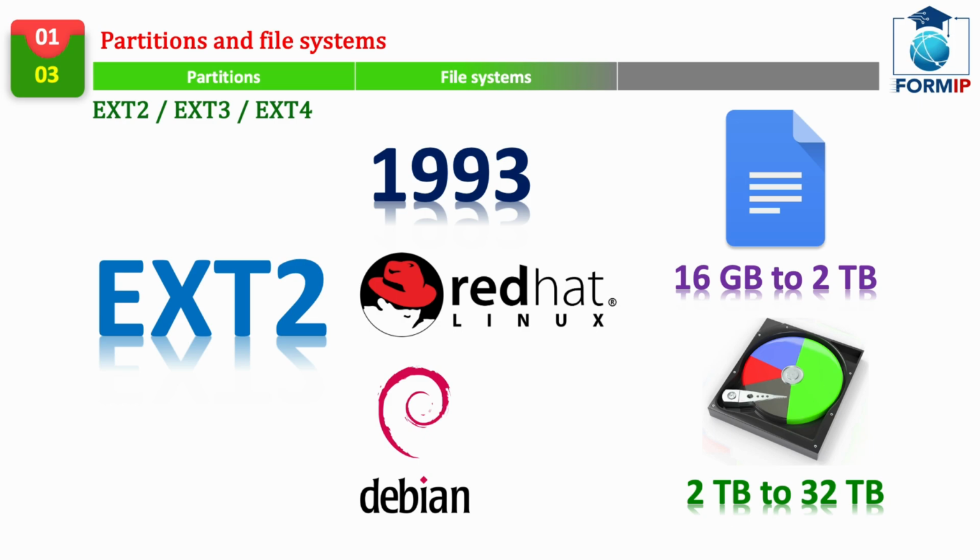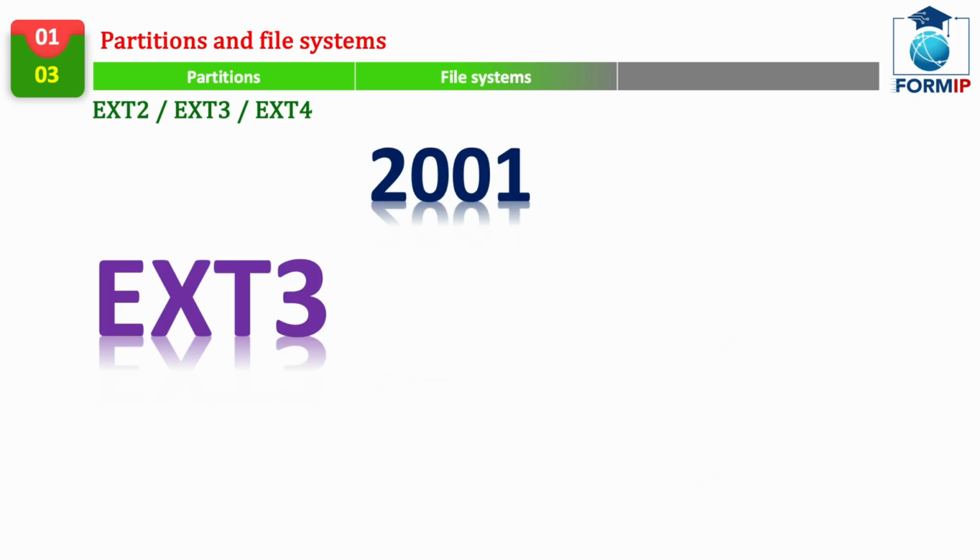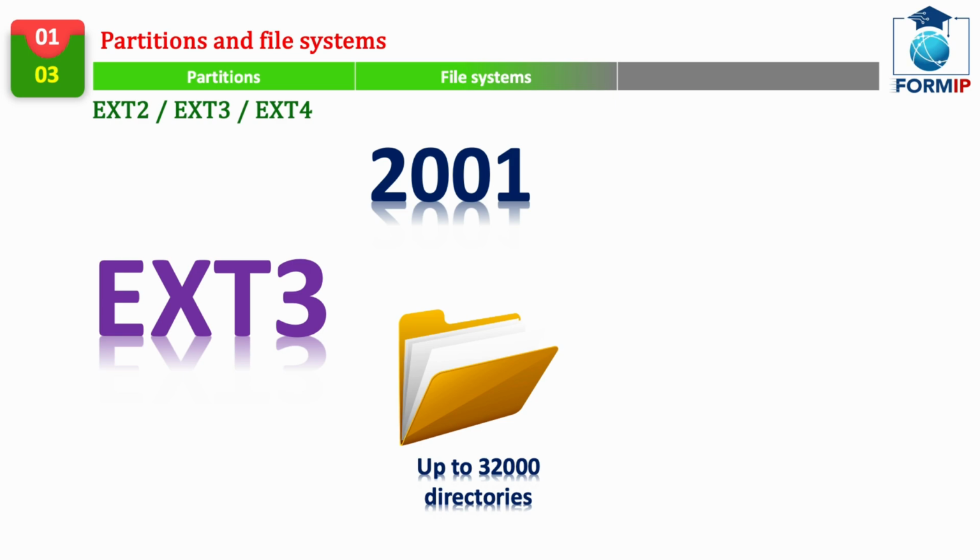The ext3 partition was released in 2001. It has the same characteristics as its predecessor, except that a directory can contain up to 32,000 subdirectories.